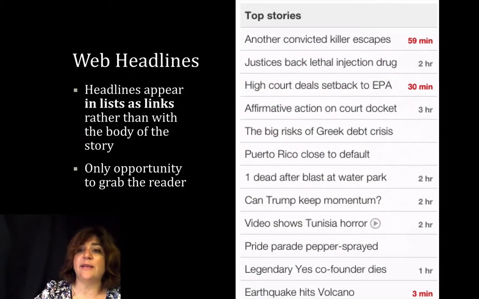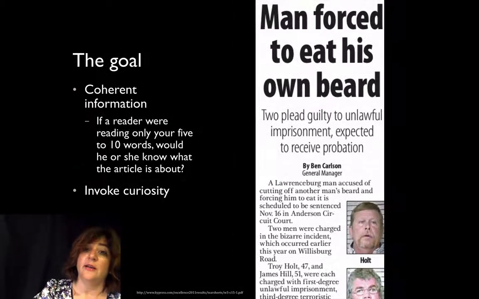This is an example of some web headlines and how they appear as links. You only have one opportunity to grab the reader, and you can be your own judge. Are these things that will grab the reader? They may not be very long. Some of these are only 4 words long, even 3: "Earthquake hits volcano." I don't even know where that is, but I'm compelled to click on it because it's kind of an interesting story. Then you get the gift of a story like this: "Man forced to eat his own beard."